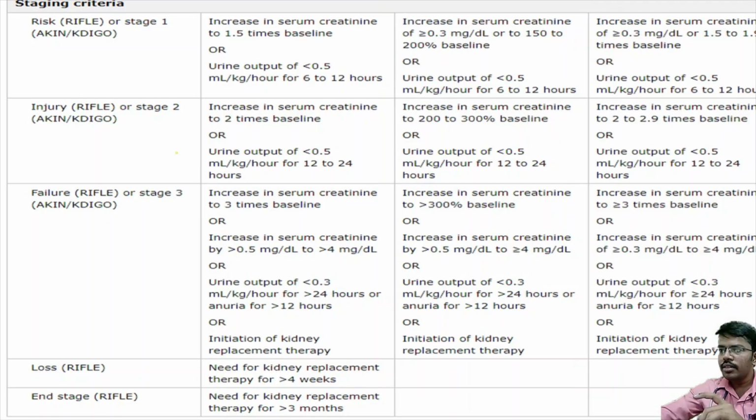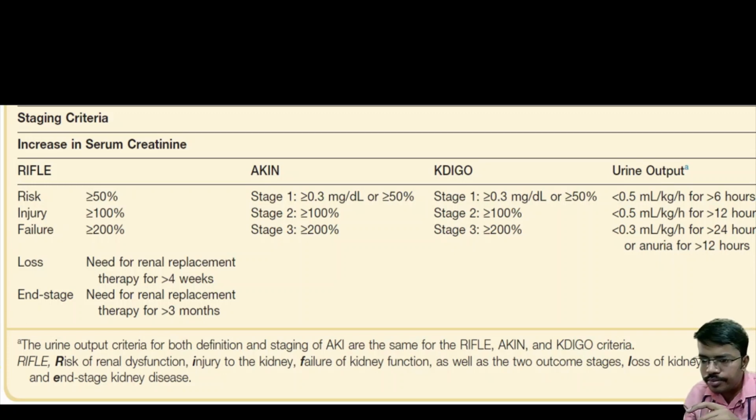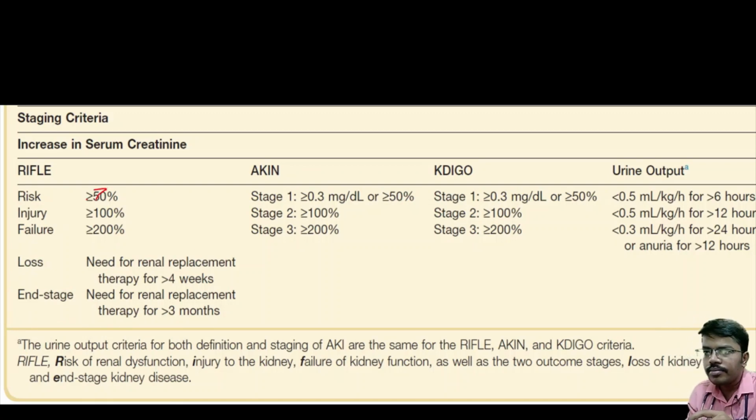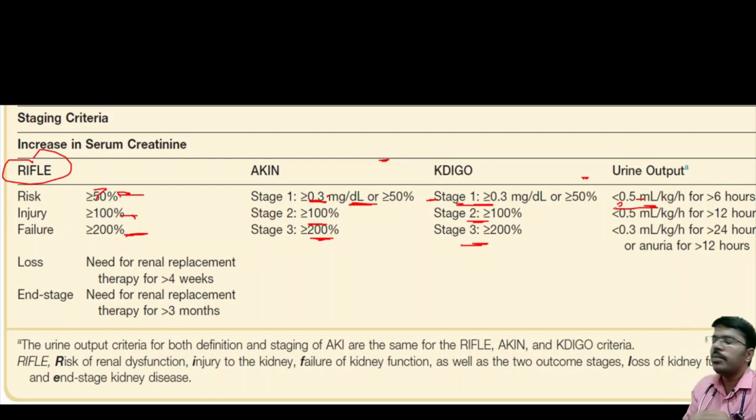In summary, this is the summary slide. Whatever I discussed, as we see here: RIFLE, 50% rise in creatinine, 100% rise, 200%. For AKIN also, either a 50% rise or 0.3 milligram per deciliter, 100% rise, 200% rise. KDIGO also stage 1, stage 2, stage 3, again the same. The urine output criteria, 0.5 ml per kg per hour for 6 hours; for 12 hours is stage 2, for 24 hours is stage 3, or anuria for 12 hours is stage 3.